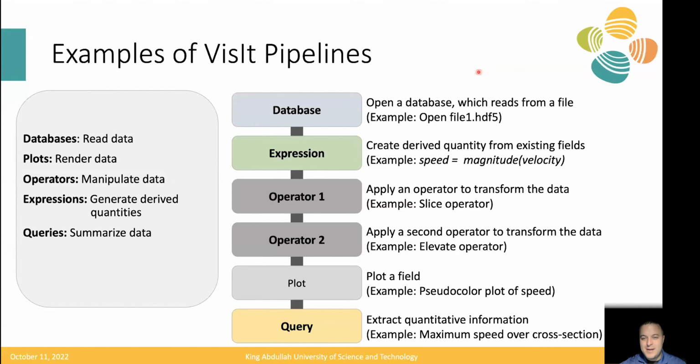Next, we'll create a plot of pseudo-color. And finally, after we create that plot, let's say that we want to know what the maximum speed is across those slices, so we can do a query on the maximum speed. So that's an example of doing a number of different operations with the VisIt pipeline. And we'll see a bunch more examples as we get into our interactive session later on.